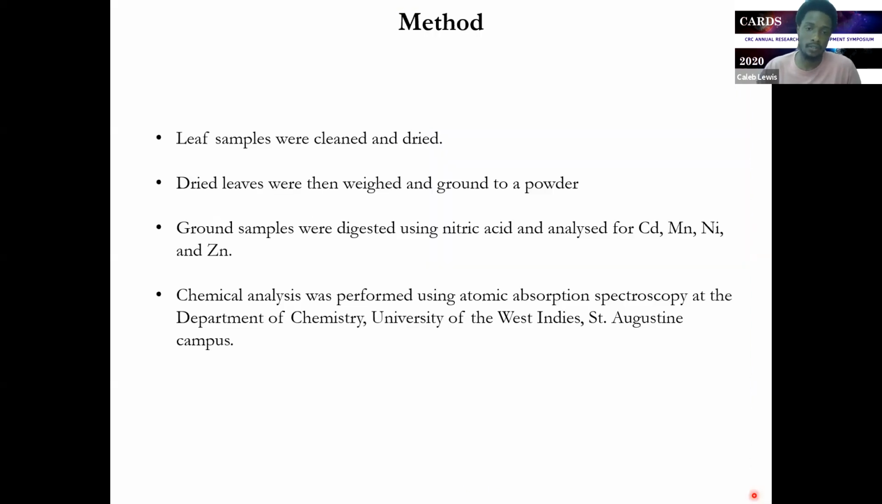So for the method, the leaf samples were cleaned and dried. Dried leaves were then weighed and ground to a powder. Ground samples were digested using nitric acid and analyzed for cadmium, manganese, nickel, and zinc. Chemical analysis was performed using atomic absorption spectroscopy at the Department of Chemistry in the University of the West Indies, St. Augustine campus.